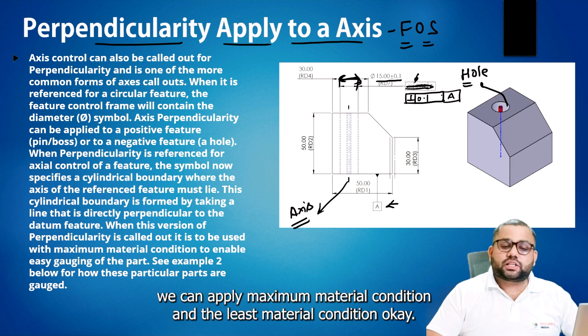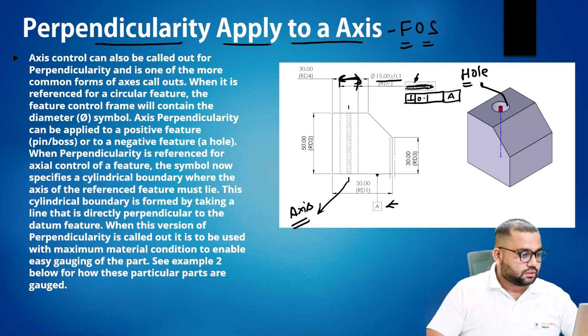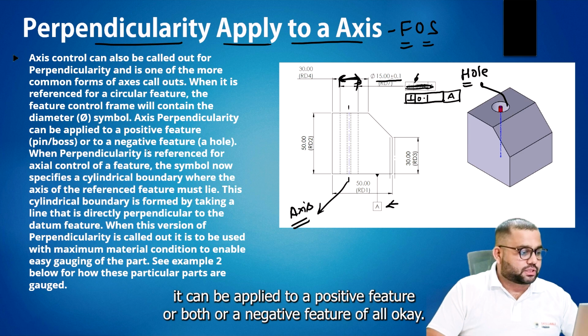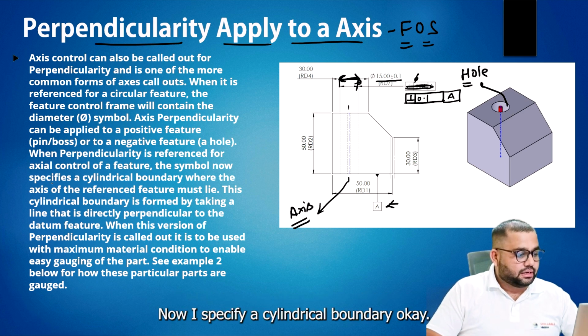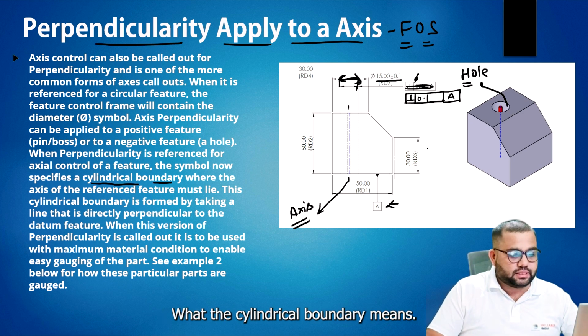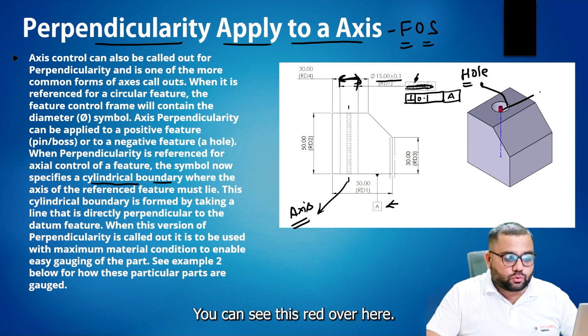Okay, so in this condition we can apply the maximum material condition and the least material condition. The axis perpendicularity can be applied to a positive feature or a negative feature, a hole. When perpendicularity is referenced for the axial control of a feature, the symbol now specifies a cylindrical boundary. What this cylindrical boundary means, you can see in this red over here. So this is a cylindrical boundary.